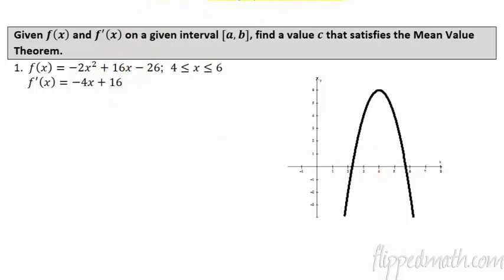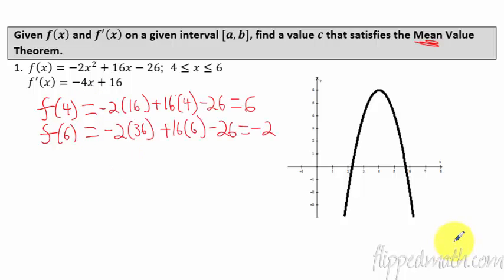It is really important for us to recognize what we're doing every time we plug a number in. So the first thing for the mean value theorem is the mean, the average. Let's figure out the average rate of change on the interval. We did this a whole bunch before. So let's plug in f of 4, get what that equals, and we'll plug in f of 6 and get what that equals. All right, there we go. I came up with, when you plug in a 4, you get a 6, and when you plug in a 6, you get a negative 2.